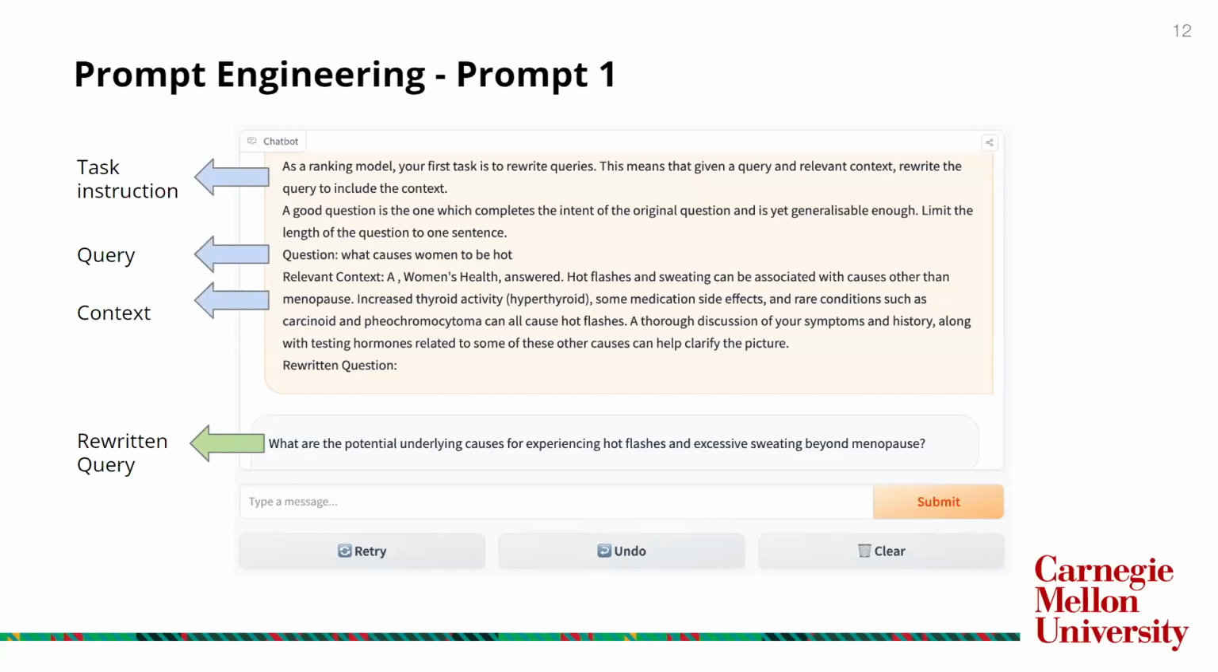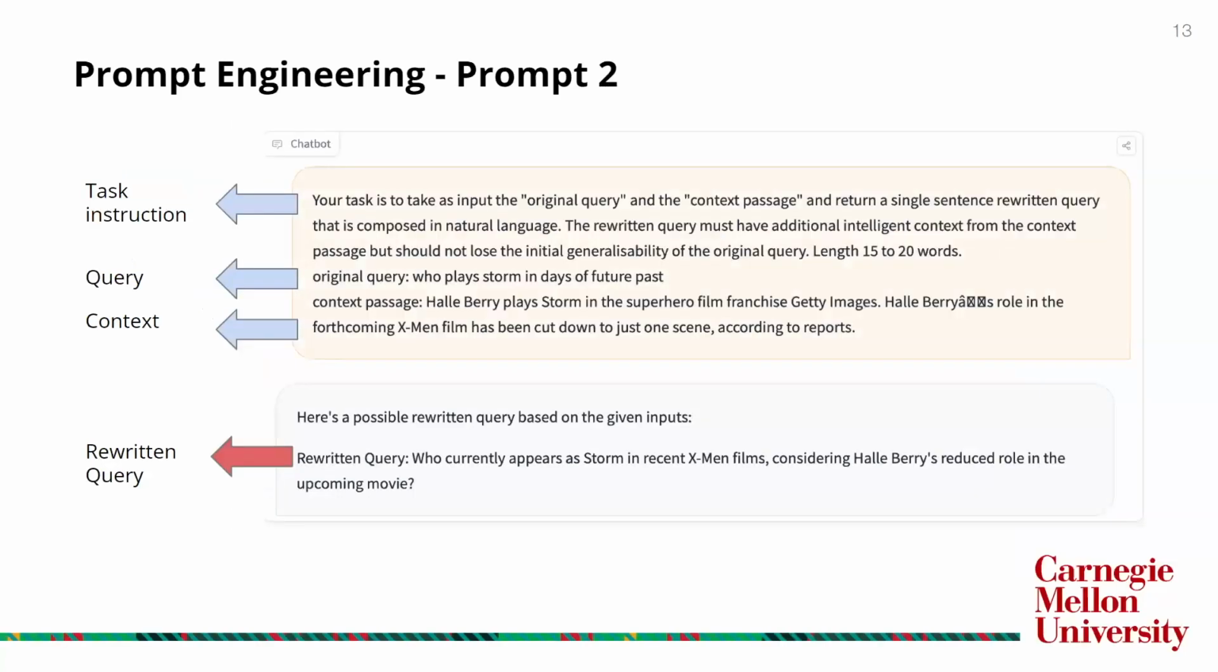beyond menopause? The second prompt also is a success prompt in the sense that it performed pretty well on most of our queries, but this particular use case is where we saw it failing. So this prompt also instructs the model that it will get an original query and a context passage and that it has to return a rewritten query. In this particular case, we also mentioned that it has to be a single sentence because often we were getting multiple sentences back as a result.